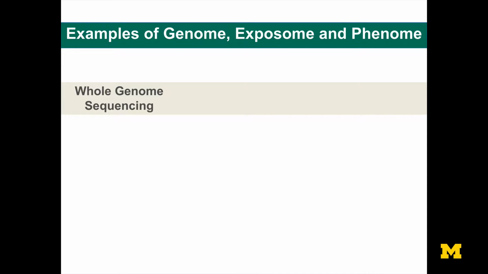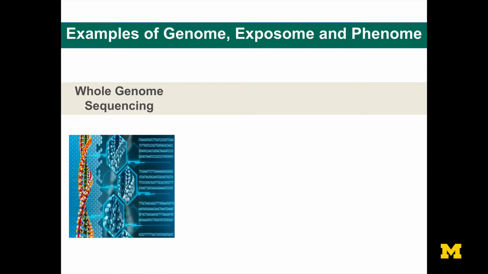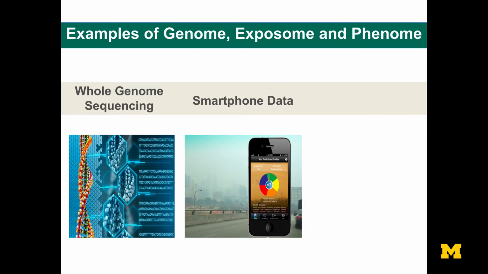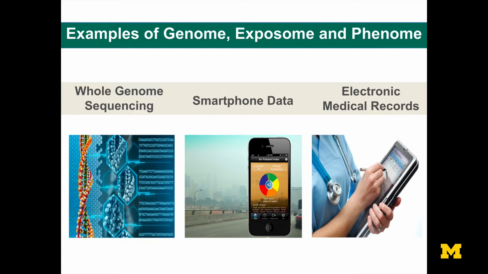So here are the 3 examples. One is the whole genome sequencing data, the second is the smartphone data, which can be used to measure all kinds of exposure information and also phenotype information, and the third is the electronic medical record. I'm going to use those 3 examples to illustrate the importance of collaboration across different quantitative disciplines.